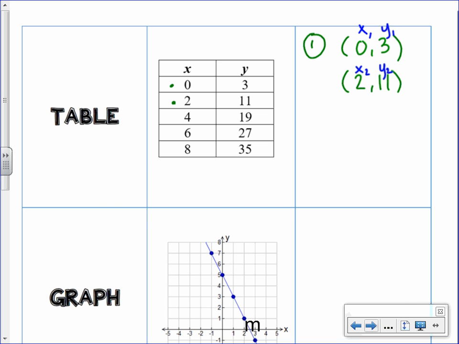Okay, step 2, you're going to substitute it into the slope formula. And the slope formula is Y2 minus Y1 over X2 minus X1. I'm not going to lie, the more you write the formula, the more it's going to become easier.